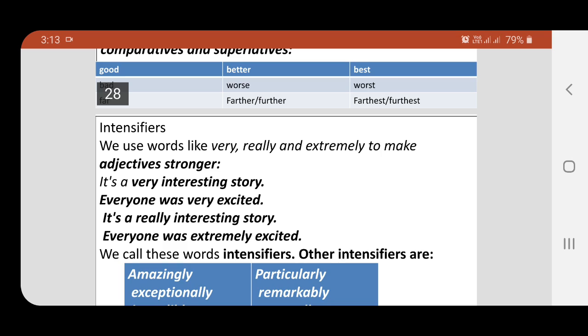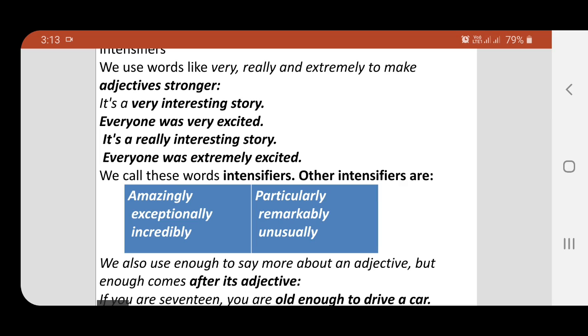So, we have a variety of words which are called intensifiers, which are also used along with our nouns to intensify them. And we call these words intensifiers. The other intensifiers that are given in your communicative English textbook are amazingly, particularly, exceptionally, remarkable, incredible, unusually. So these are some of the intensifiers that are given in your textbook.